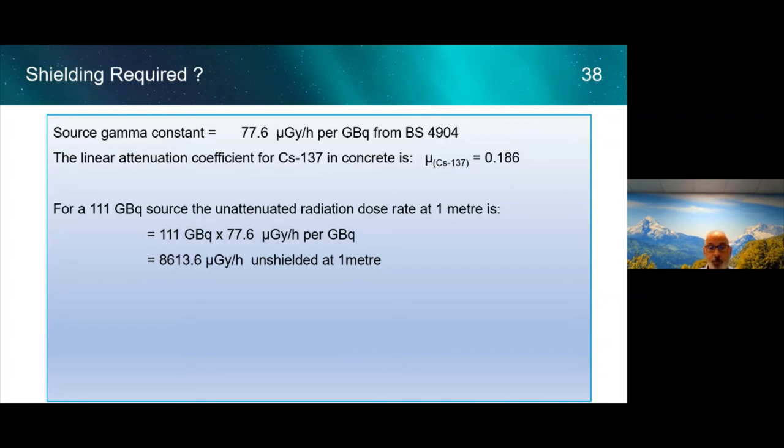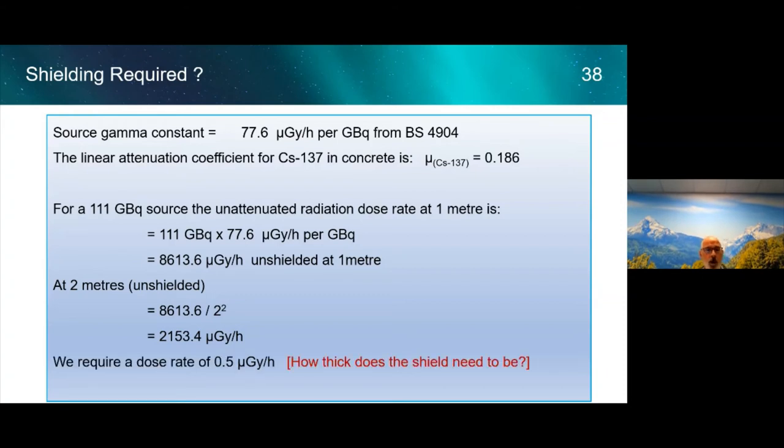So that's unshielded. We want to know what the dose rate is at 2 meters from the source, so the inverse square law applies there. We'll multiply it by 1 over d squared, where d is 2. And we see that the dose rate at 2 meters has reduced to 2,153.4 microgray per hour. So it's still quite a reasonably high dose rate, not one you would want to be exposed to. We require a target dose rate of 0.5. So the question there is, how thick does the shield need to be?